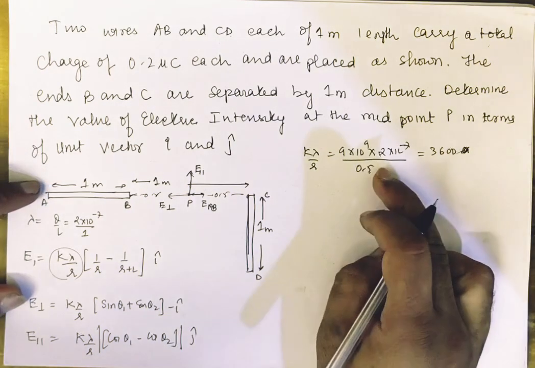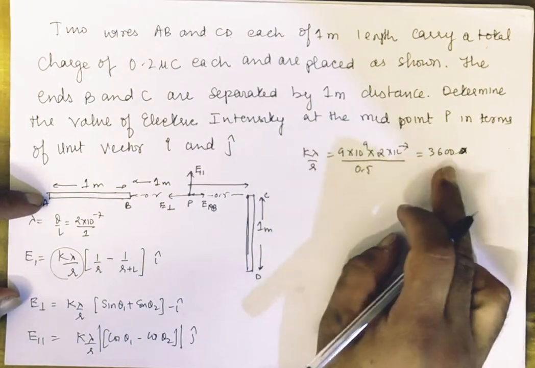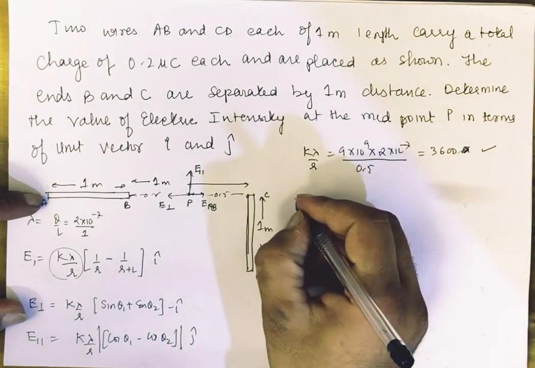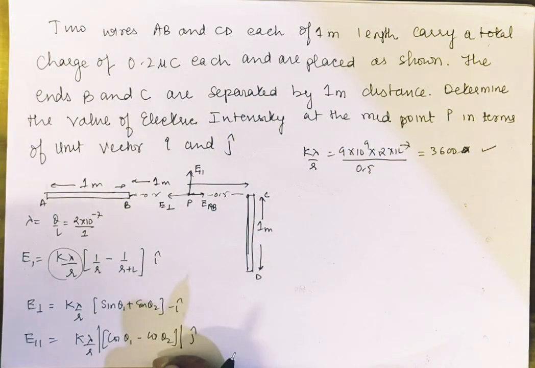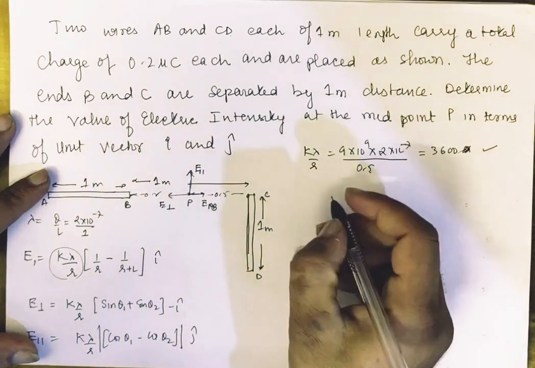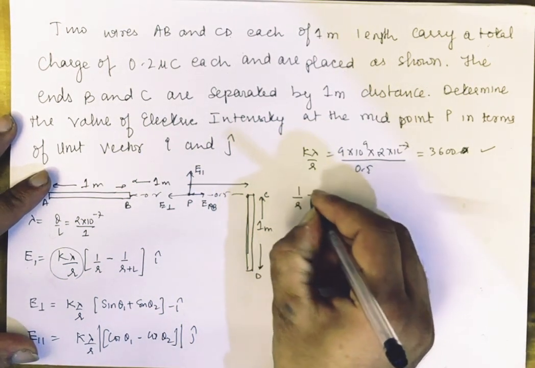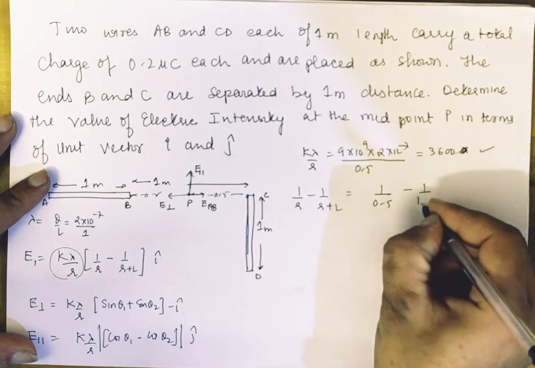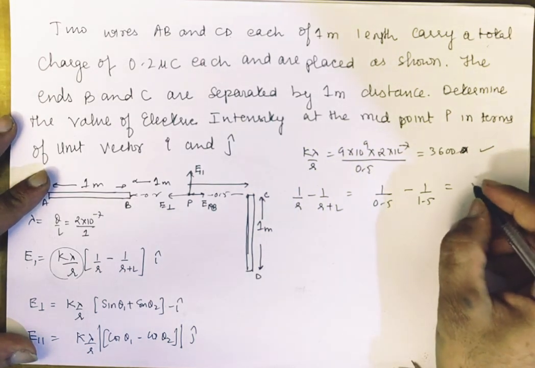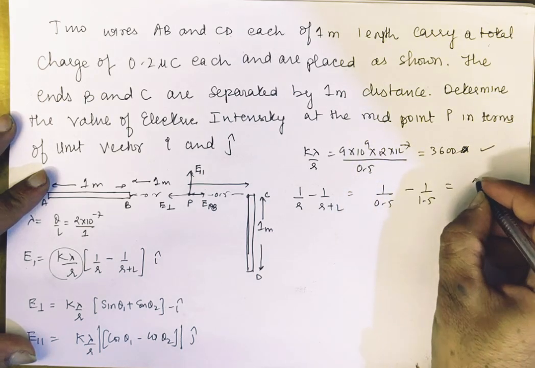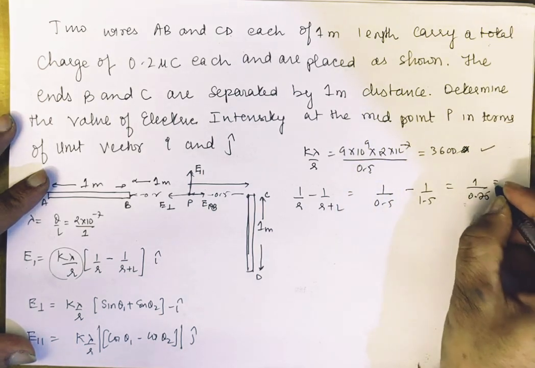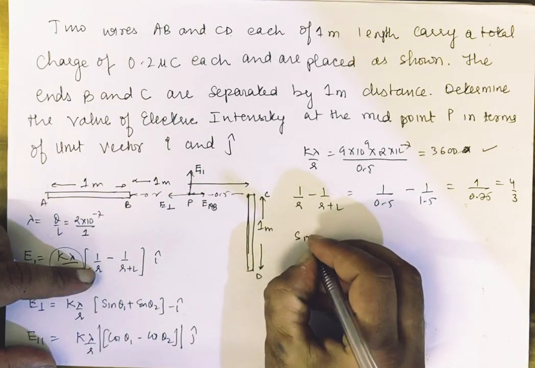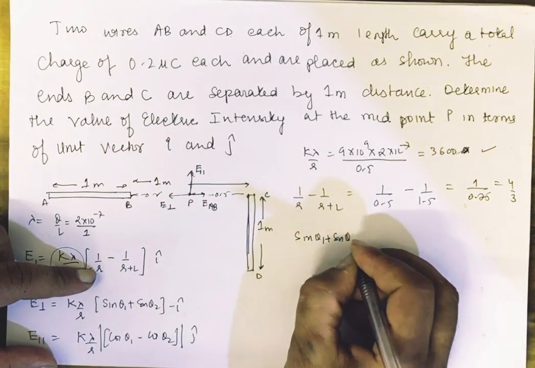Is there any calculation error? K lambda is 1800, divided by 0.5 is 3600, correct. So we can simply solve these three brackets and get the answer. The outside part is already solved. So what is 1 by R minus 1 by R plus L? This is 1 by 0.5 minus 1 by 1.5. So I'll get 2 minus 0.667, about 4 by 3. This bracket is solved. Now let's find sin theta 1 plus sin theta 2.